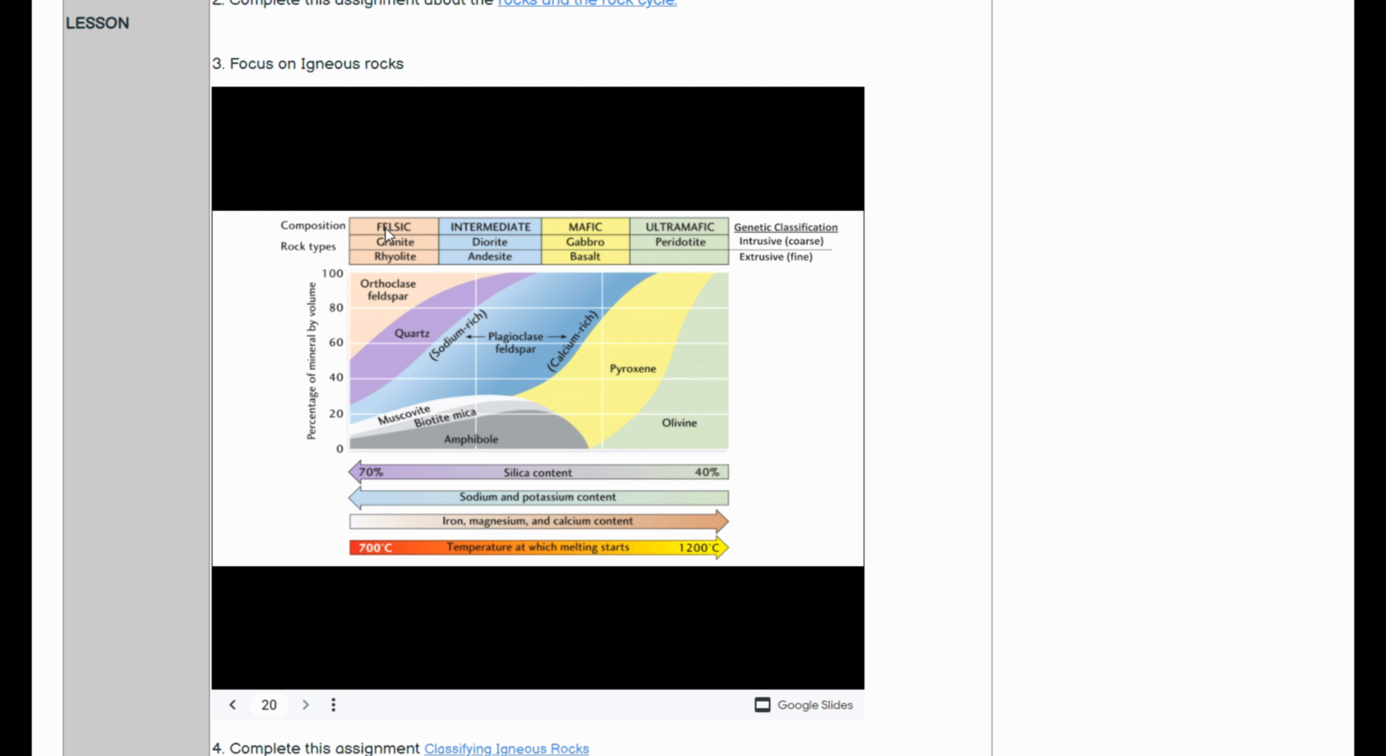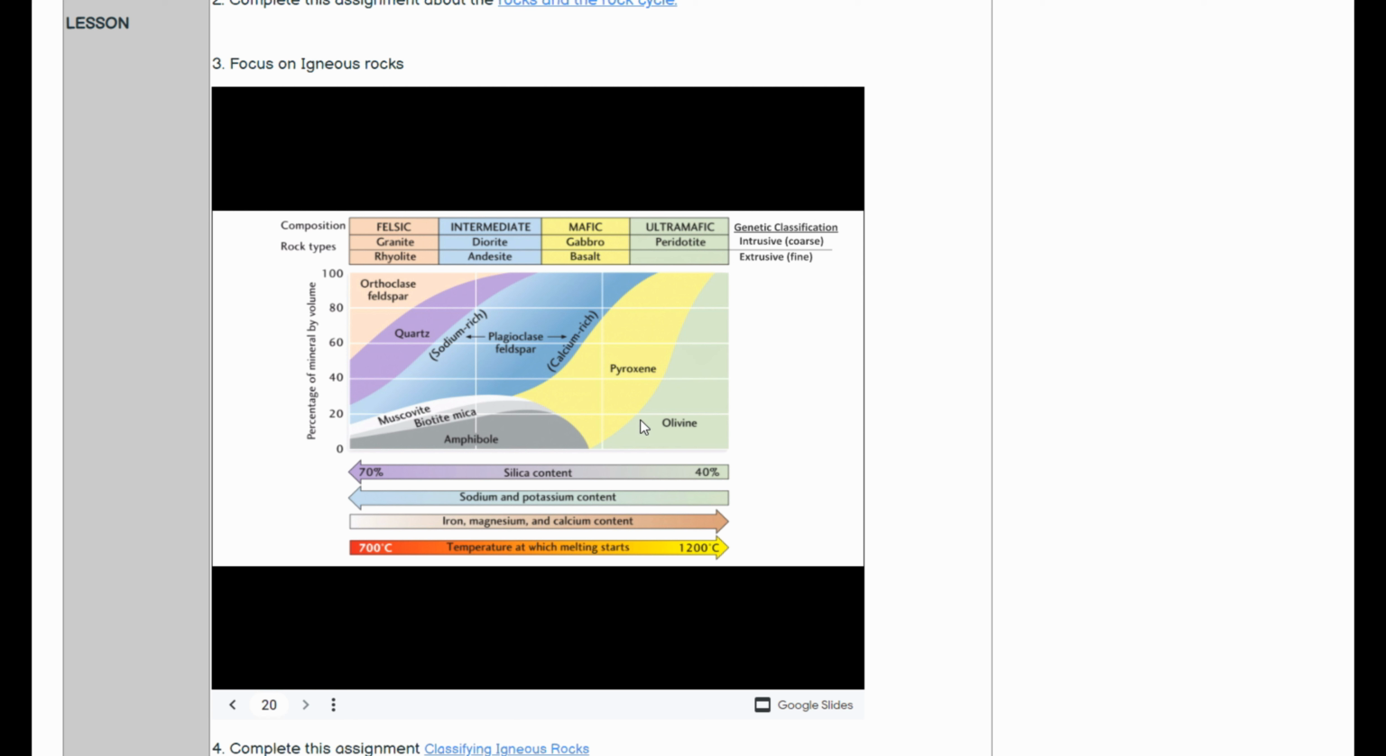If you were to draw a straight line down from this, you would see composition. So everything that is a felsic rock could have any of these minerals: orthoclase feldspar, quartz, plagioclase feldspar, muscovite, biotite, amphibole. Those are all possible minerals to be found in a felsic rock. Over here on the right-hand side, if you draw the straight line down, ultramafic is going to be completely pyroxene or olivine.